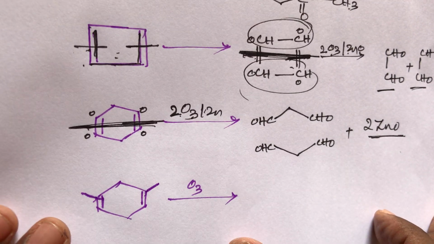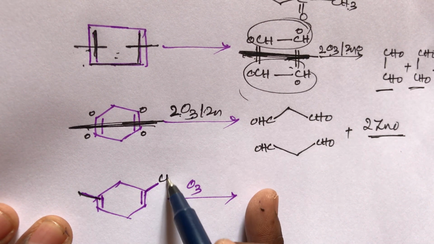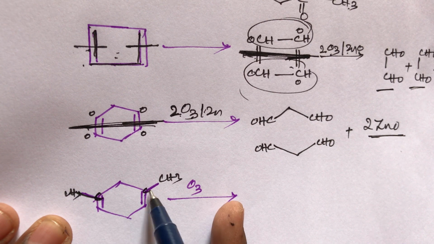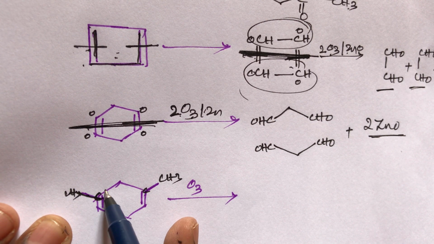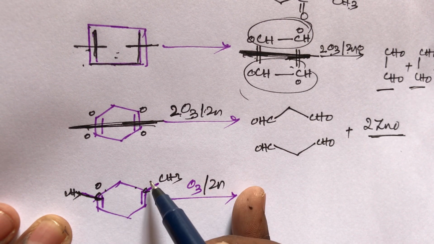Now final example, same thing. This compound has a methyl group, but this carbon is already balanced. 4 carbons are there. There is no hydrogen. This carbon has 1, 2, 3, 4. Everything is balanced. So here there is no hydrogen. So here ozone in the presence of zinc. Put one oxygen here. Put one oxygen here.